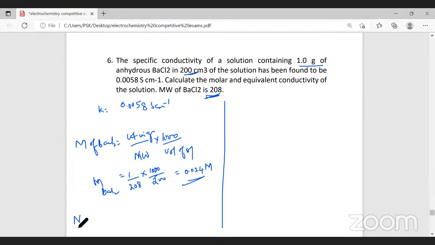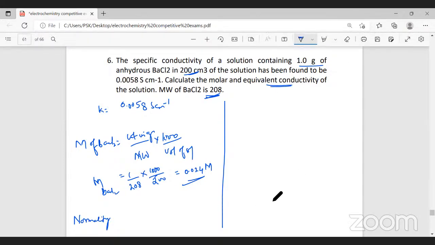And what is the normality of barium chloride? We need to calculate normality also because we want equivalent conductivity. So normality of barium chloride is twice the molarity. That is 0.024 into 2. That will be equal to 0.048 normal.